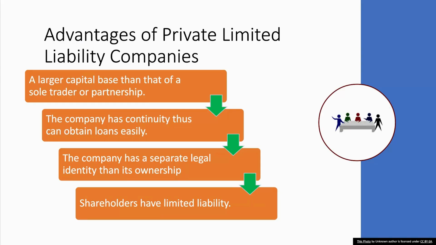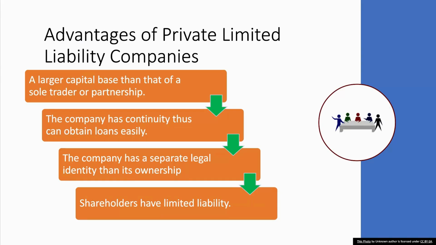The company has continuity, thus can obtain loans easily. What do we mean by that? If a member or an investor dies, the company will not be affected. Therefore, it has continuity and it can obtain loans easily because persons will be more interested in investing in that company or lending to it. The company has a separate legal identity from its owner, and therefore it has limited liability.